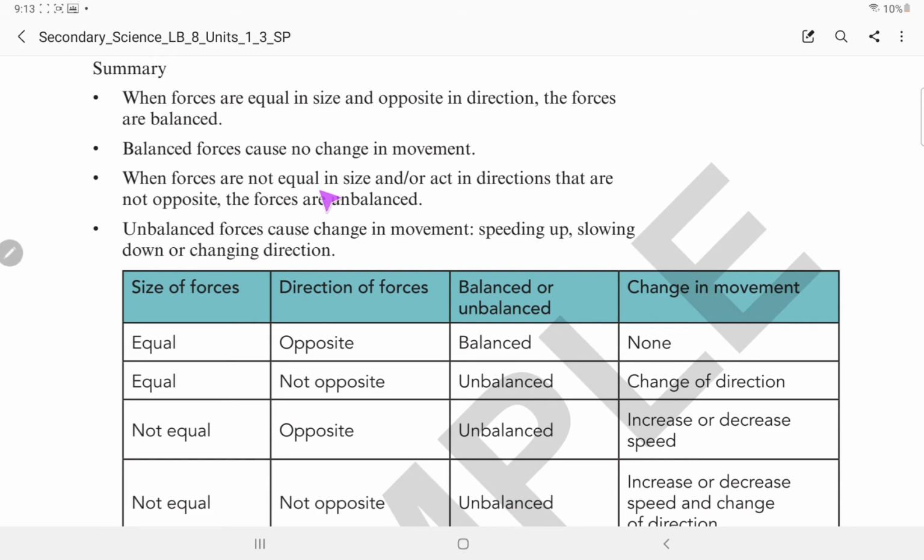When forces are not equal in size, or act in directions that are not opposite, the forces are unbalanced. That is, forces of unequal sizes in opposite directions make an unbalanced force. Unbalanced forces cause a change in movement: speeding up, slowing down, or changing direction. Where the resultant force is, movement is created on that side.